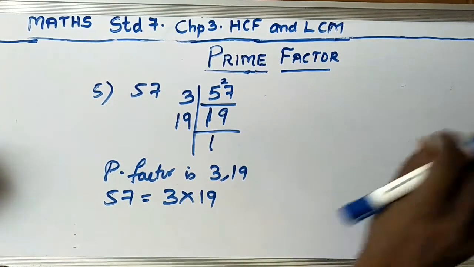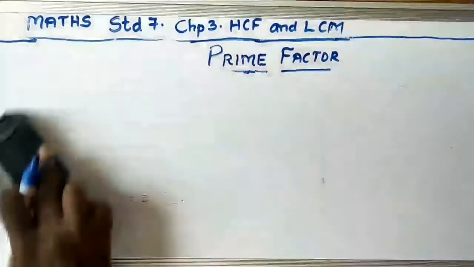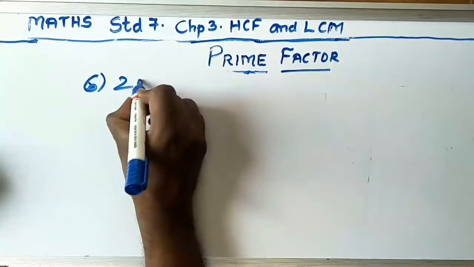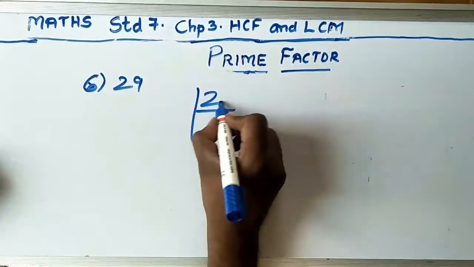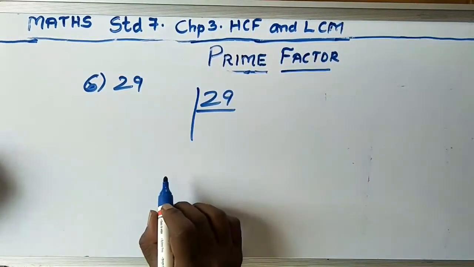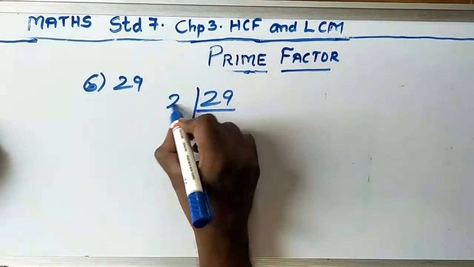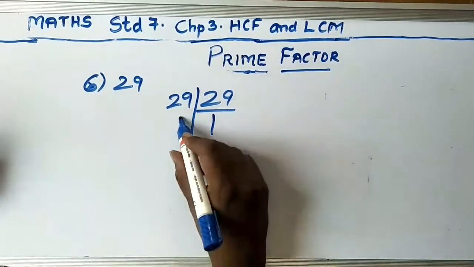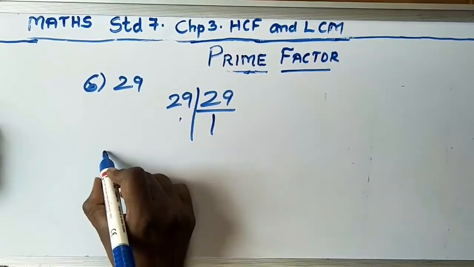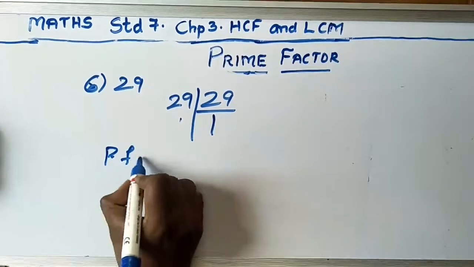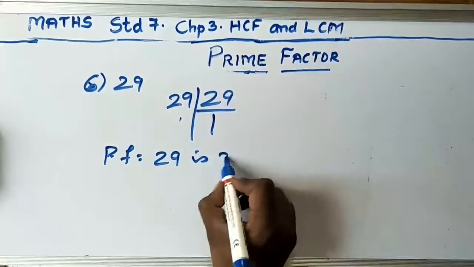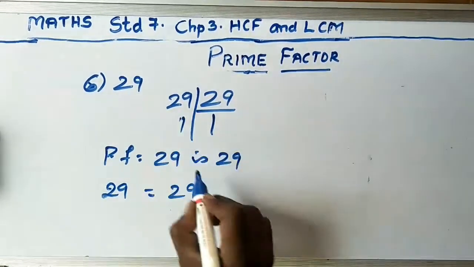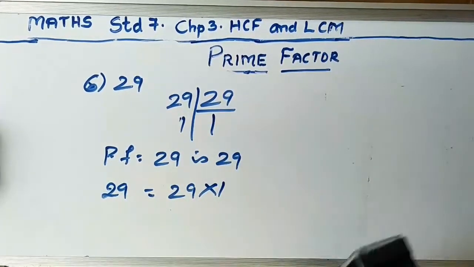I think this is clear for you. I'll do some more sums. If the number is 29, 29 doesn't go in any table. It goes only in 29 because 29 is a prime number. So 29 ones are 29. So the prime factor of 29 is 29. That is 29 is what? 29 into 1. Clear?